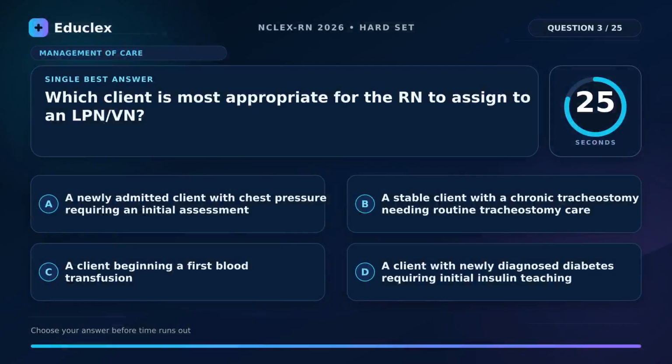Question 3. Which client is most appropriate for the RN to assign to an LPN or VN? Here are the options. Option A. A newly admitted client with chest pressure requiring an initial assessment. Option B. A stable client with a chronic tracheostomy needing routine tracheostomy care. Option C. A client beginning a first blood transfusion. Option D. A client with newly diagnosed diabetes requiring initial insulin teaching. Your 25-second thinking time starts now.